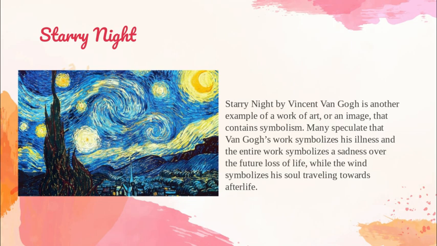And again, yellow symbolizes hope, but much of the colors in the piece are dark blues or black. So you have contradicting colors and what they mean in the work of art. You've got black and dark colors, which can symbolize mourning, loss of life, but you also have hope. So while the entire piece symbolizes his illness, the wind and the direction that it's moving towards the yellow, towards the night, symbolizes a soul traveling towards the afterlife. So there is hope even in the midst of his illness.